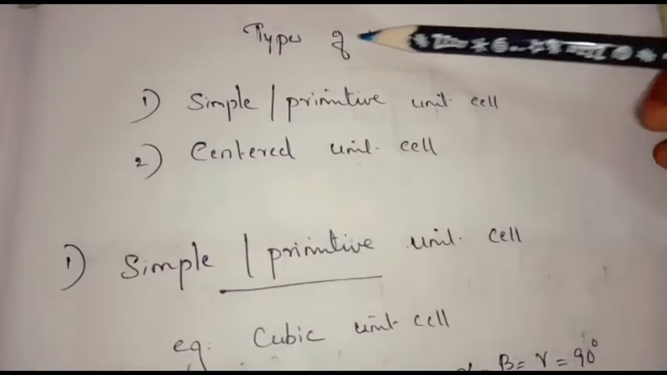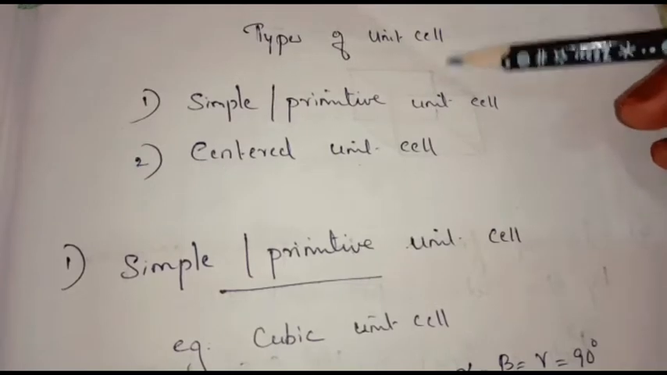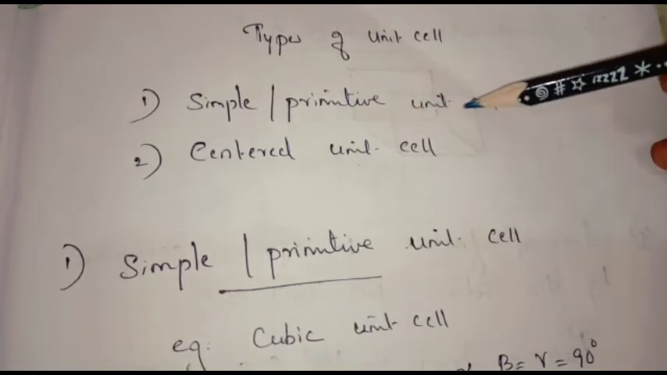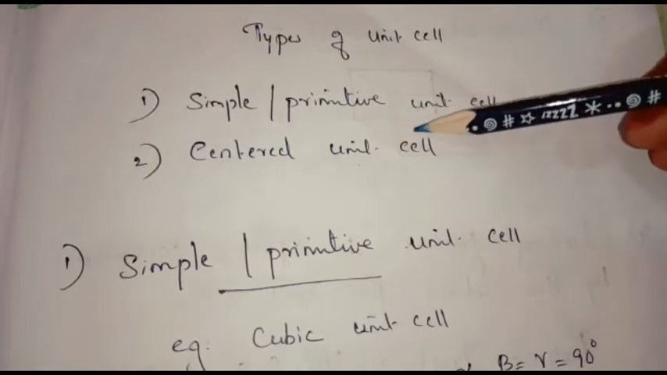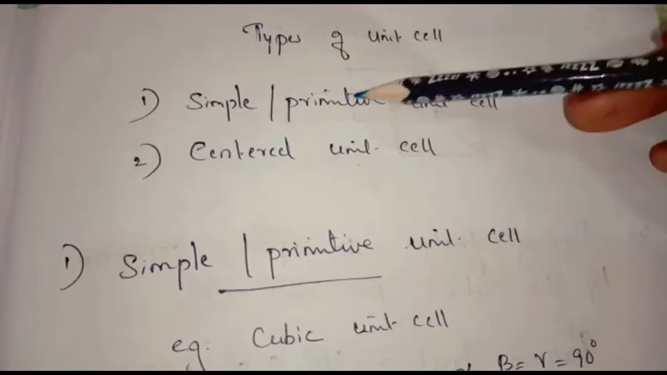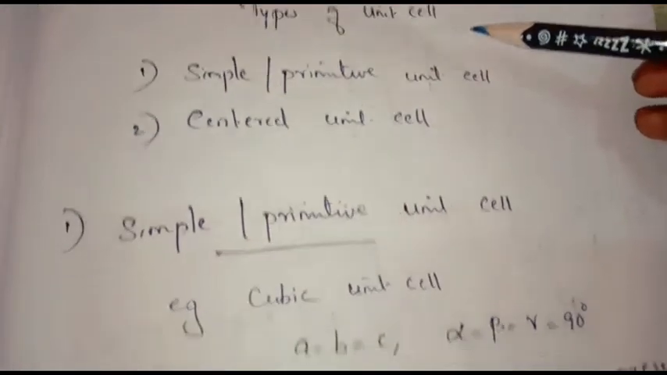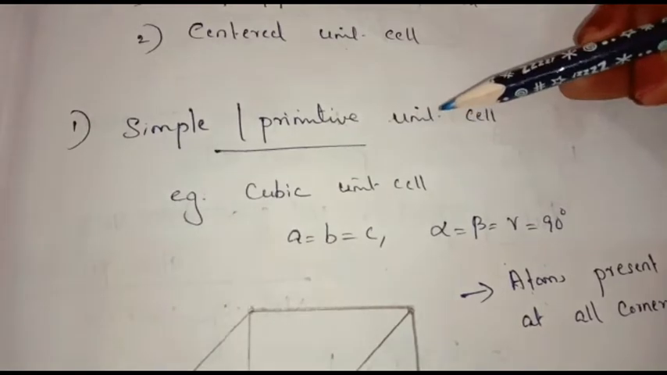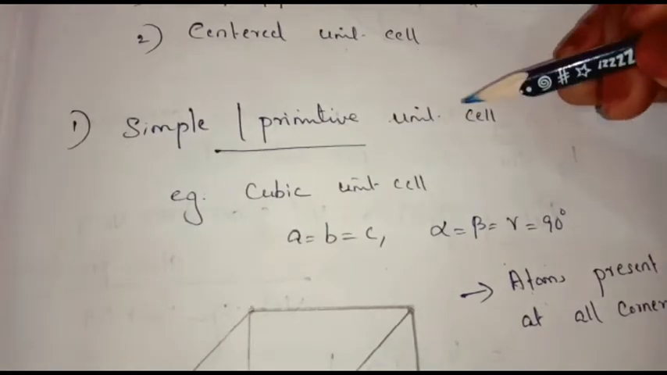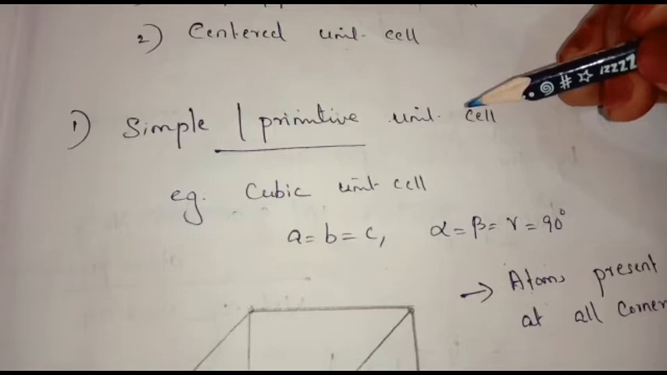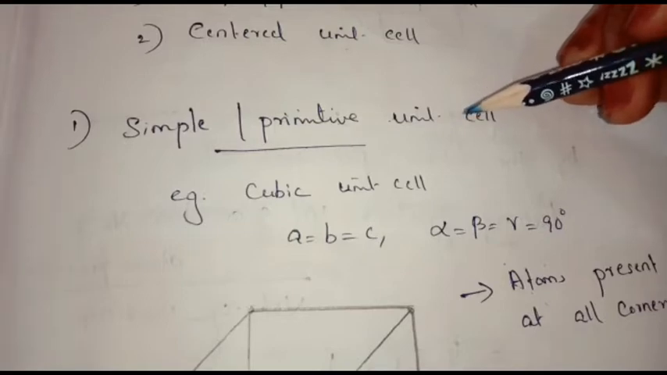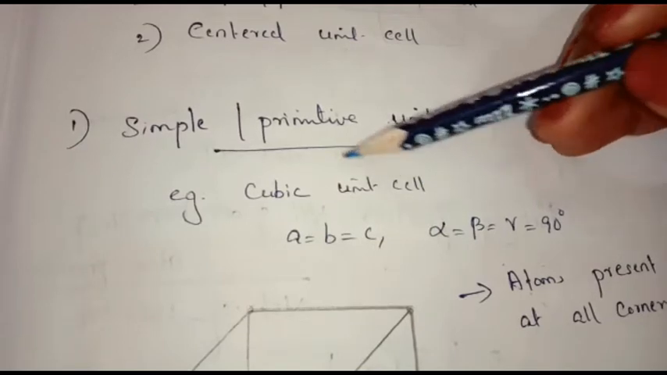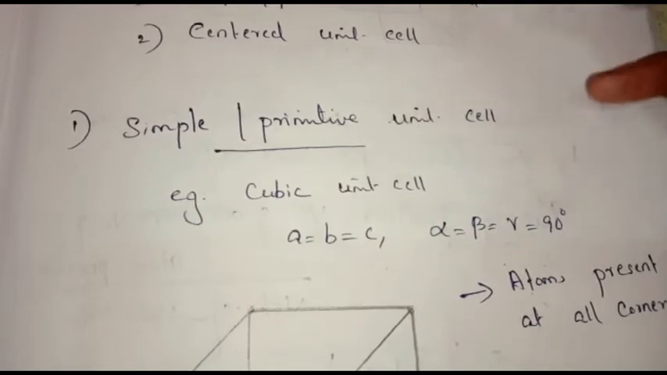Next is types of unit cell. There are two types of unit cell. First one is simple or primitive unit cell and the second one is centered unit cell. Now we are going to discuss simple or primitive unit cell. Simple unit cell means the atoms, molecules or ions will be present only at the corners. An example of simple or primitive unit cell is the cubic unit cell. So we can call it simple cubic or primitive unit cell.